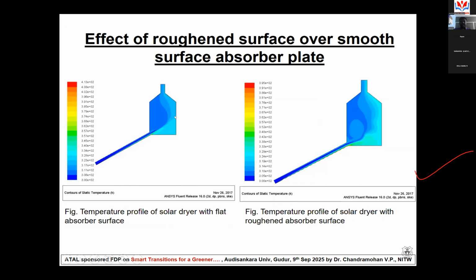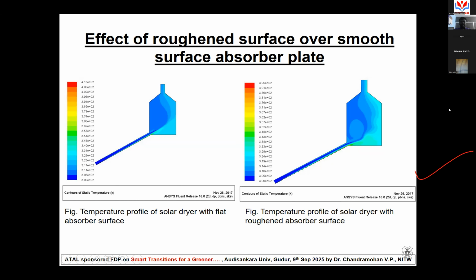So here we have done another simulation. This is the solar dryer, meaning the solar drying chamber, and this is the solar air collector. We made two models. One is a smooth solar air collector and another one is a corrugated solar air collector. If you provide corrugations, how does the temperature profile look inside the drying chamber? That type of study was done already.